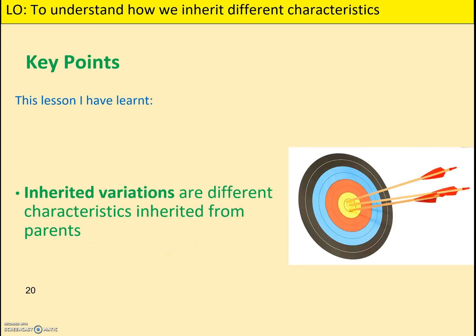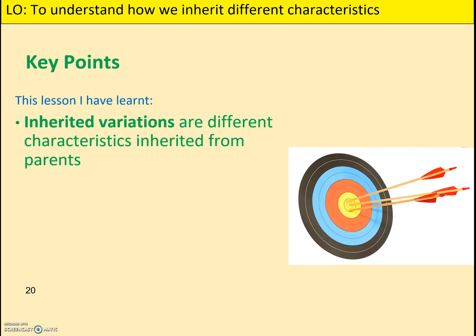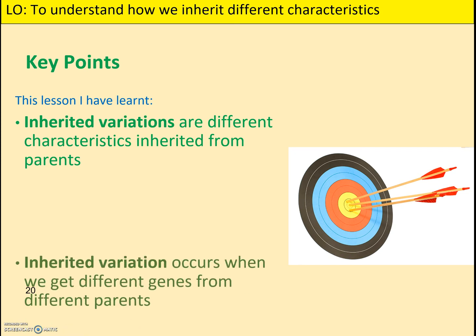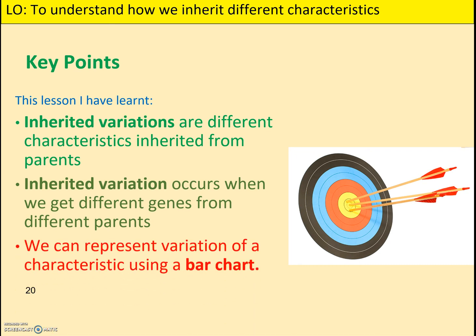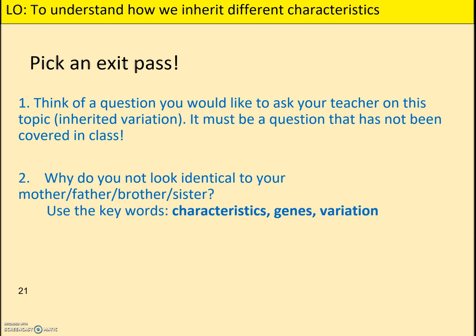Key points from this lesson: I've learned what inherited variations are. I've learned that inherited variations are different characteristics inherited from our parents, and that inherited variation occurs when we get different genes from different parents, and that we can represent variation of a characteristic using a bar chart.